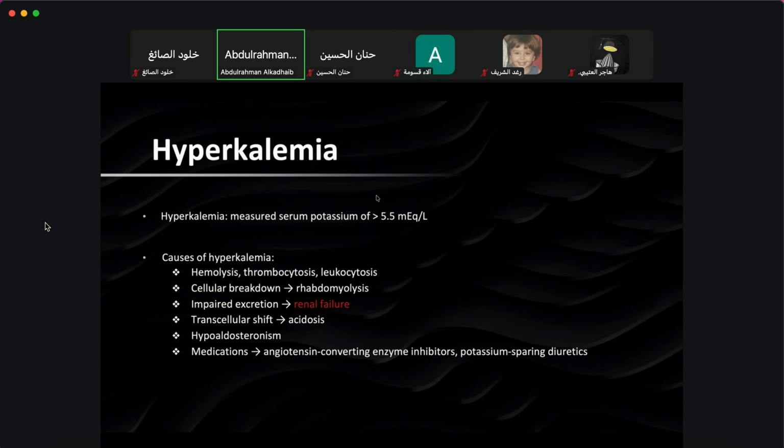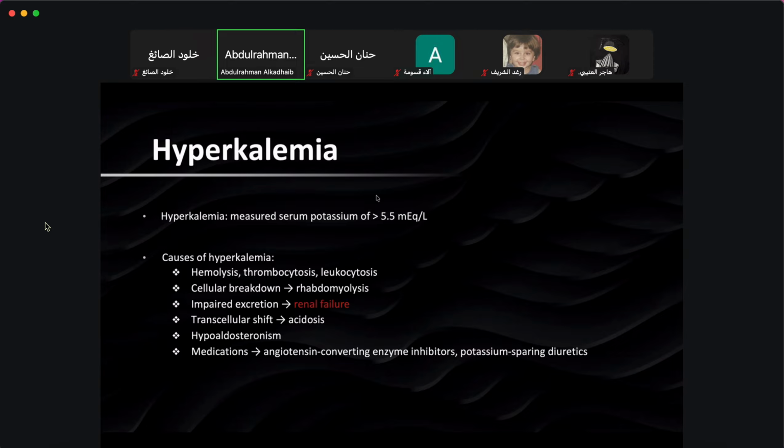Other causes of hyperkalemia include rhabdomyolysis, which may cause destruction of the muscle cells and release of the potassium into the vascular space. One also common cause of hyperkalemia, which we encounter a lot in the emergency department, is renal failure. We see it a lot in patients on hemodialysis who miss their dialysis session or get acute kidney injury on top of chronic kidney disease.